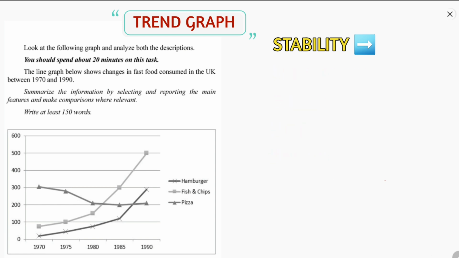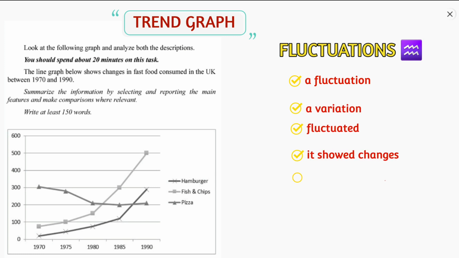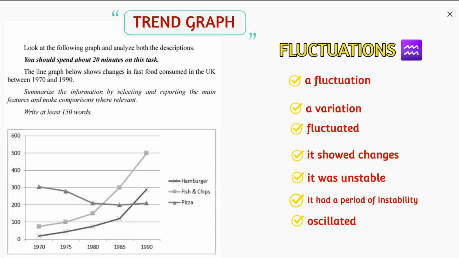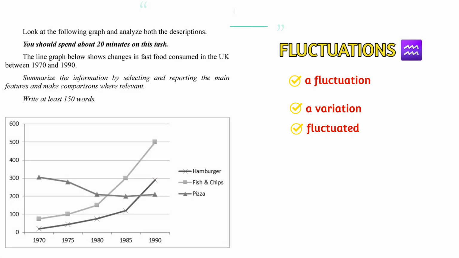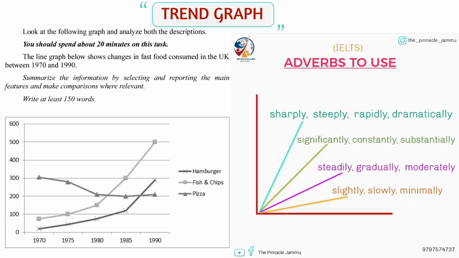For fluctuations, you can use a fluctuation, a variation, fluctuated, it showed changes, it was unstable, it had a period of instability, oscillated, right? Now let's have a look at the adverbs that you can use for a trend graph. If you see this level of increment, the adverbs that you can use are sharply, steeply, rapidly, dramatically.